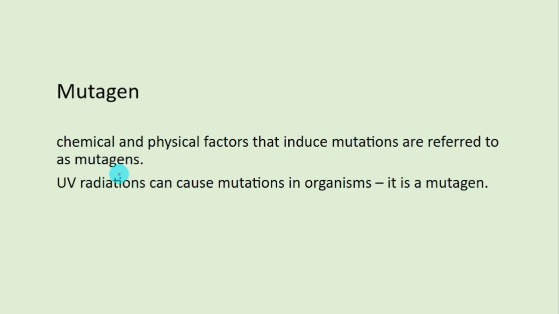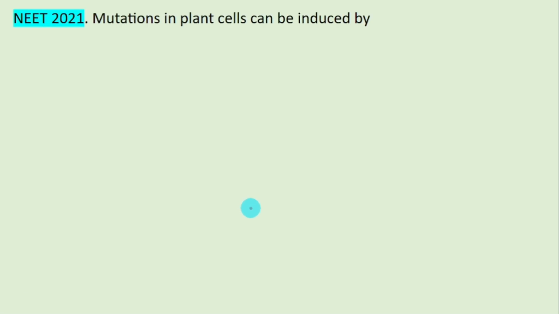So mutation generating factors can be physical or chemical. Those are called mutagens. And the example given here is UV radiation. It can cause mutation in organisms. So based on this concept, there is one question. Mutation in plant cells can be induced by.